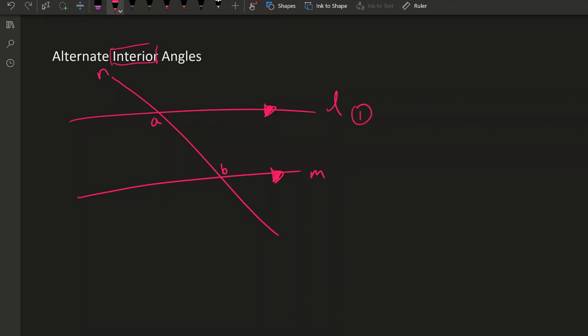So I would say L is parallel to M. We're starting off with that, so that's given. Step 2 would be A is equal to B because of alternate interior angles.